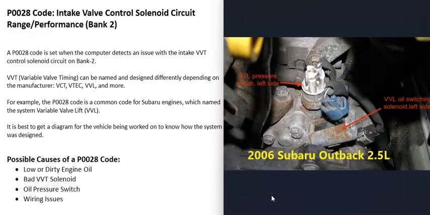But for example, a P0028 code is a very common problem with Subaru engines, especially from the 2000s. They named their system variable valve lift. And this right here is going to be that solenoid that goes through the system. And located right next to it is going to be an oil pressure switch. If you test this solenoid and it tests good, then the next thing to test with this system would be this oil pressure switch. You can also use a multimeter to test that oil pressure switch. So the next thing that could cause this is a bad oil pressure switch.